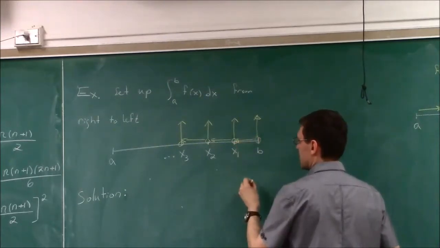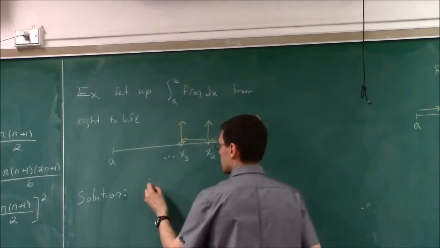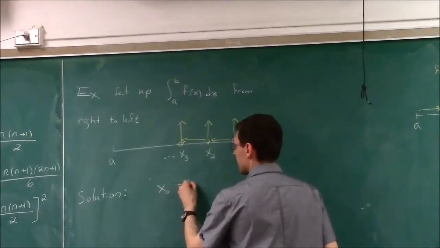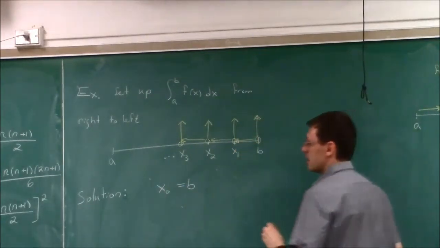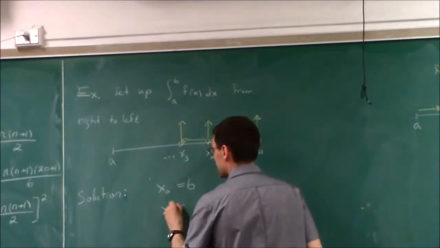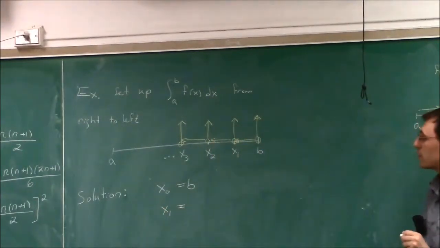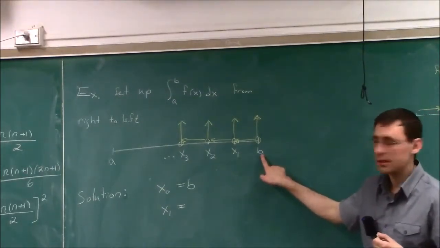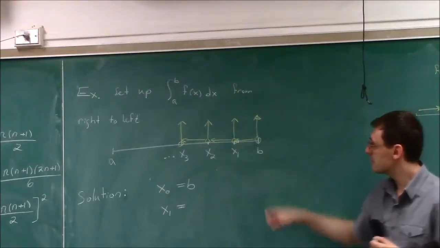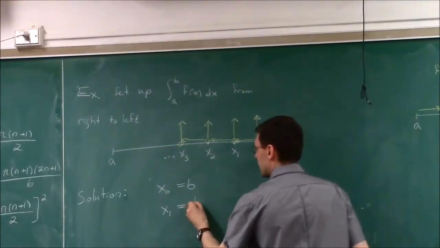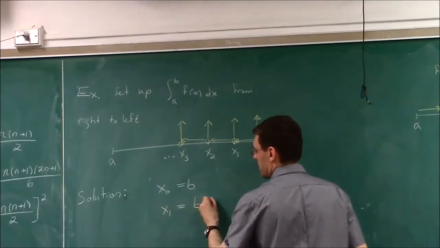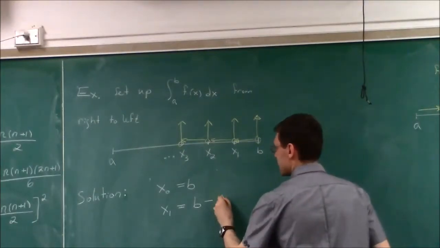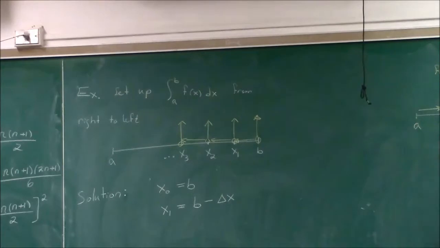So the first rectangle is at b. So where do I start? So I start with x sub 0. X sub 0 is b. Okay. My next is x1. How do I get to x1 if I want to start from b? X1 is easiest to find if I start at b. How do I get to x1? So it is b minus x1, no, so b minus what? Delta x. B minus delta x. Yes, very good. So it's b minus delta x.